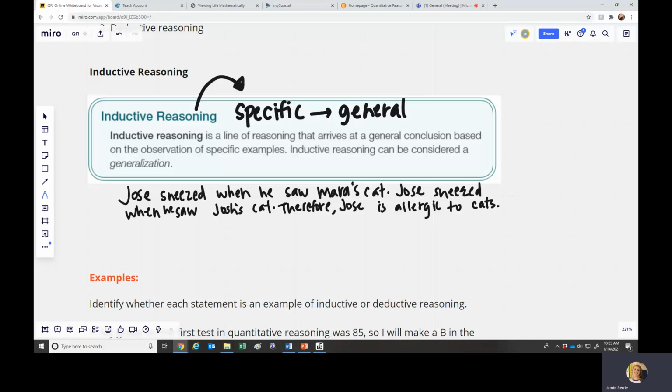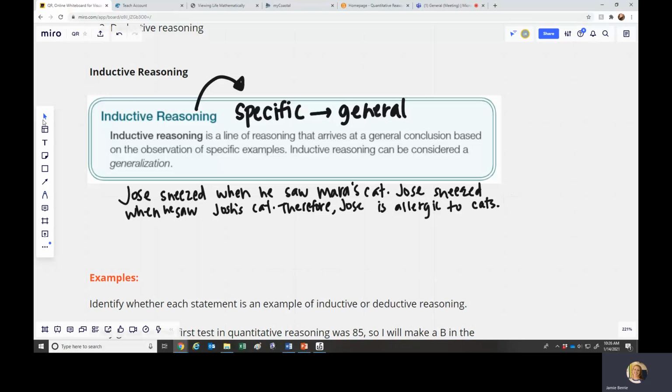So it's giving you some specific examples. He sneezed when he saw Mara's cat. He sneezed when he saw Josh's cat. Therefore, he must be allergic to cats. Now, we'll talk more about this in a little bit, but generalizations may not always be true. Just because it is a valid line of reasoning does not mean that it's necessarily true. So we'll revisit that in a little bit.